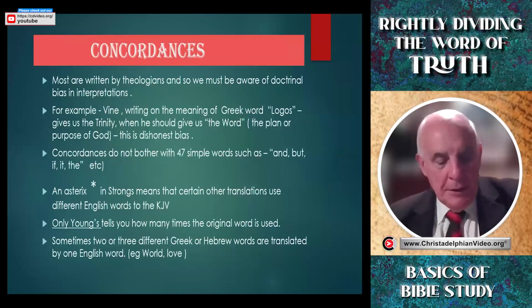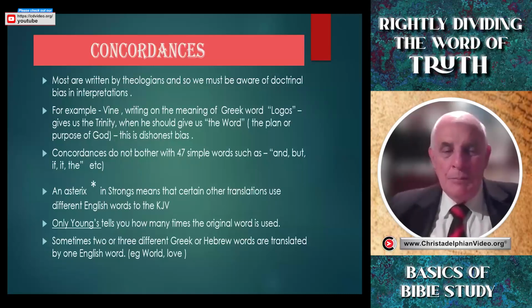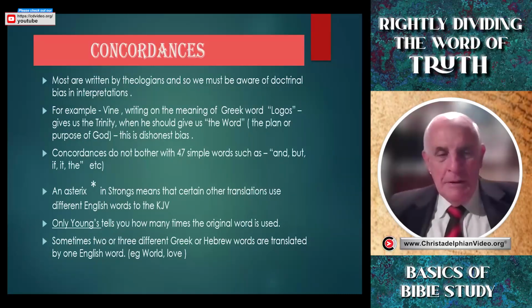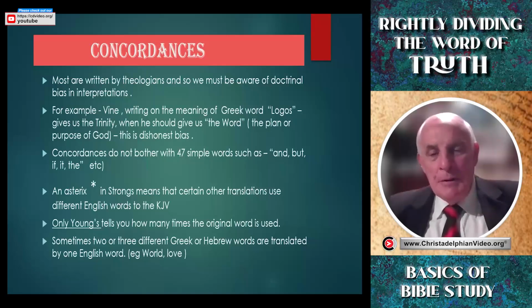Another note of warning about concordances: most are written by theologians, and we have to be aware of their doctrinal bias in interpretations. Just to give one of the worst examples of this, Vine, who wrote on the meaning of the Greek word logos that we get in John chapter 1 verse 1, says this is the Trinity, which of course is not a Bible word, not a Bible concept. What he should have given us was that logos means the word, and defined it as the plan or purpose of God. So that is straight out dishonest Trinitarian bias being introduced into Vine's concordance.